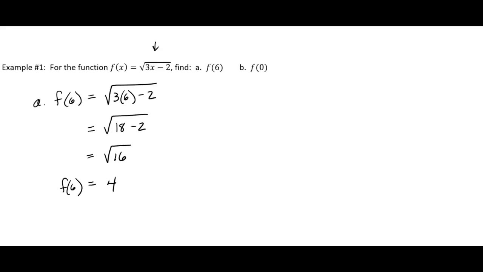If you wanted to graph it, you could make it an ordered pair, and that would be (6, 4). They don't ask us to do that. They just want to know the value of f of 6.